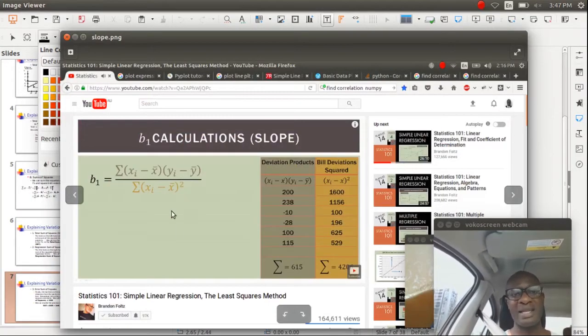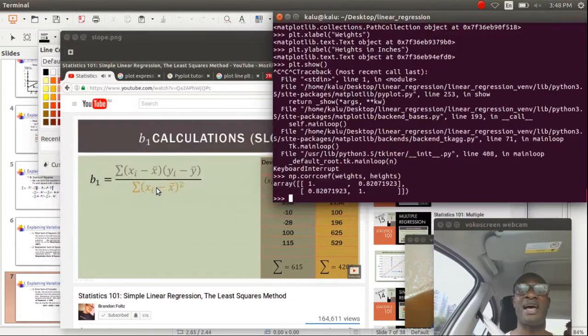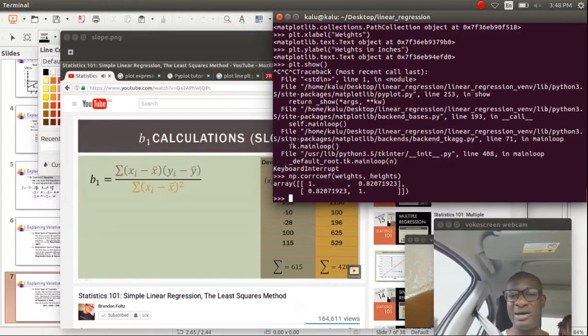This formula is from this guy, Brandon Foltz. If you haven't already, please subscribe to him. This is the formula for calculating the slope. It looks complicated. I promise you it's a lot easier than it seems. So why don't we go ahead and get this formula.